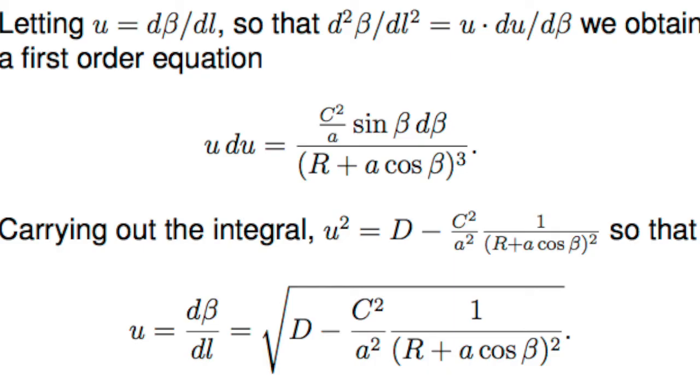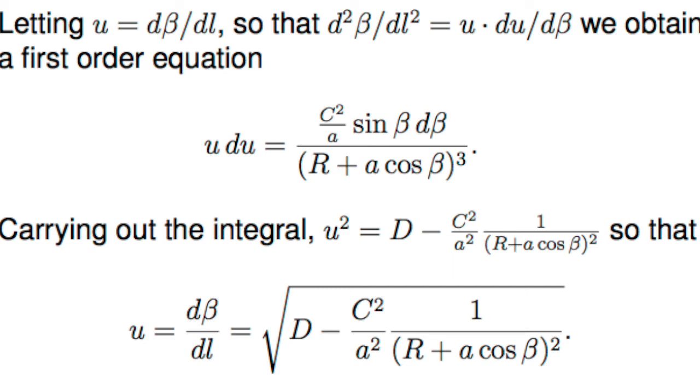So as long as that parameter doesn't appear explicitly in the equations, you can reduce them to first order using the following substitution. The substitution is letting u equal to d beta by dl, which means that du by dl, which is the same thing as d2 beta by dl squared, and also is the same thing as u times du by d beta, can be substituted into the equation. So the left-hand side, instead of being d2 beta by dl squared, becomes u du by d beta, so the equation can be re-expressed in terms of u and beta with all of the l's absent.